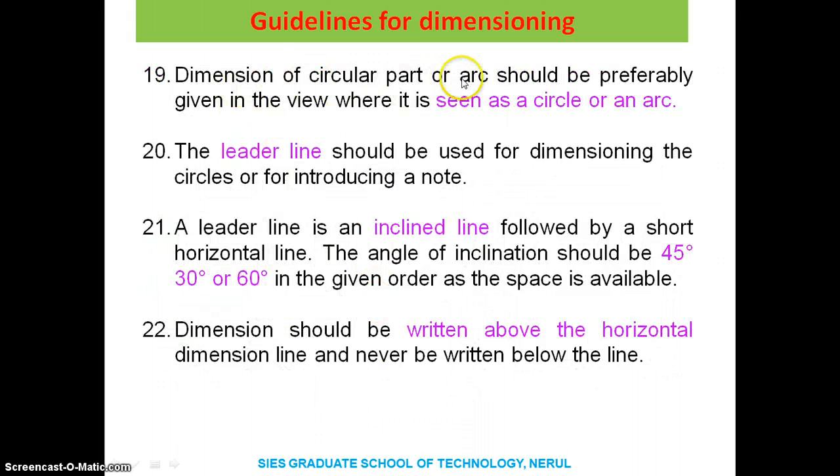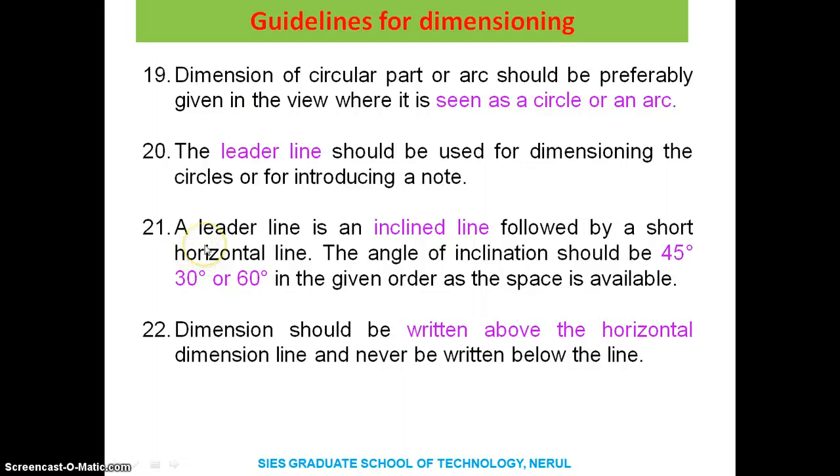Then dimension of a circular part or arc should preferably be given in the view where it is seen as a circle or an arc. It should not be given in the other two views. If possible, it should be given in the view where the circle is seen. A leader line should be used for giving dimension to circles or for introducing a note.